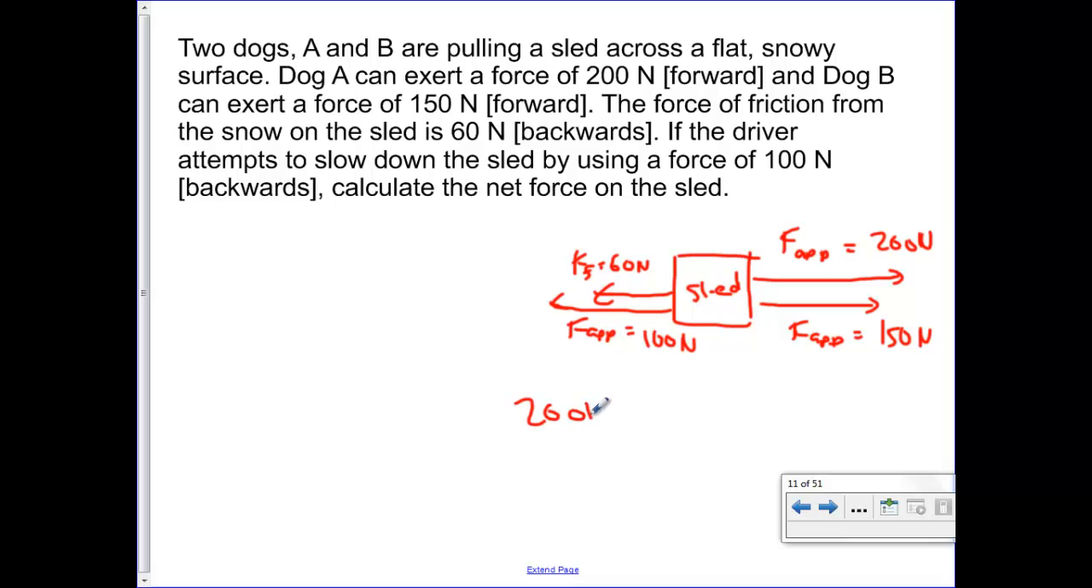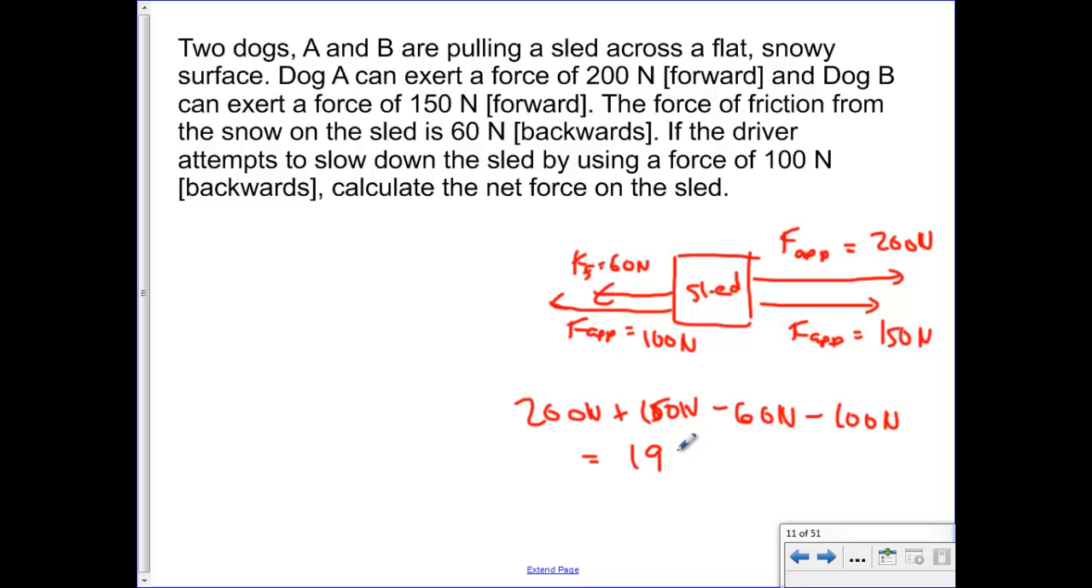It's almost like you could do this. There's 200 newtons, plus 150 newtons, but then you got to subtract 60 newtons and subtract 100. Sorry, I wrote 100 at first, this is 150. So what's that? 350 minus 160? 190? 190. So you could say that the net force on the sled is 190 newtons.